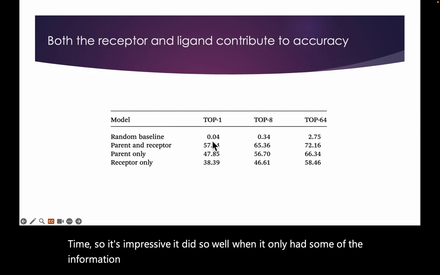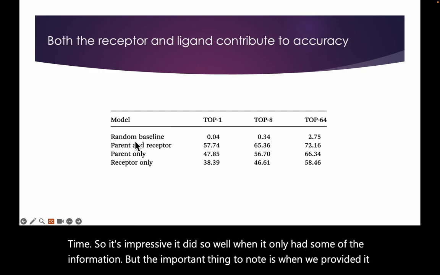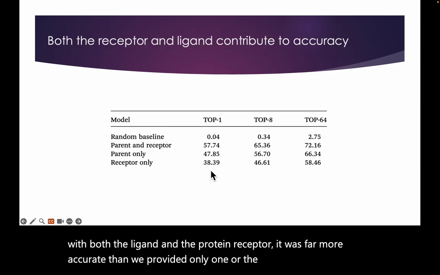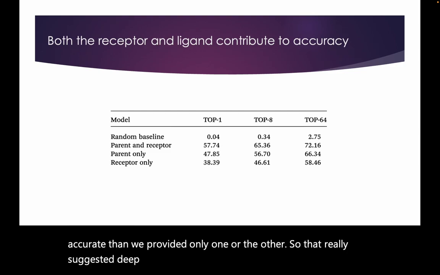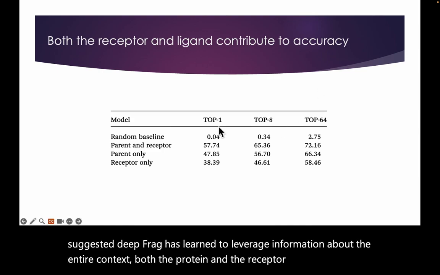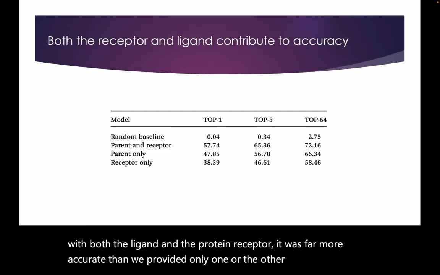But the important thing to note is when we provided it with both the ligand and the protein receptor, it was far more accurate than when we provided only one or the other. So that really suggests that DeepFrag has learned to leverage information about the entire context, both the ligand and the receptor, in making its prediction, which was exactly what we were hoping for, right?